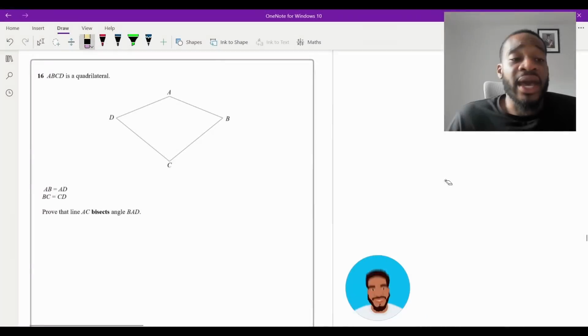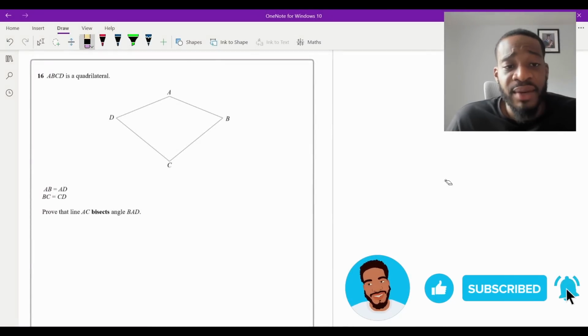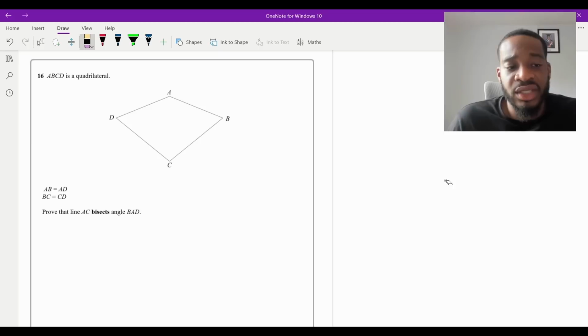Finished. Okay, question 16 says ABCD is a quadrilateral. AB is equal to AD, BC is equal to CD. Prove that line AC bisects angle BAD, and this is a 4 marker. Okay, now firstly, what I would do with this type of question is I would actually annotate the diagram and put where AC is. Well, AC is just this line here, isn't it?